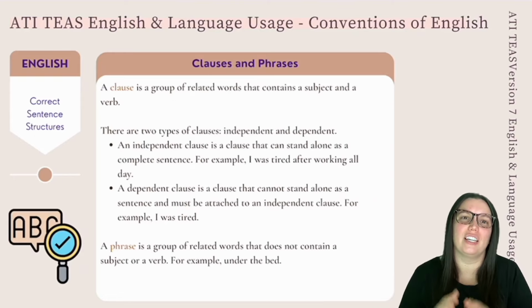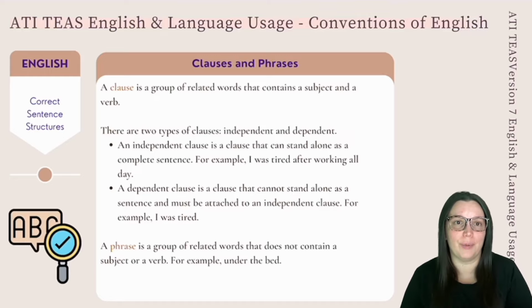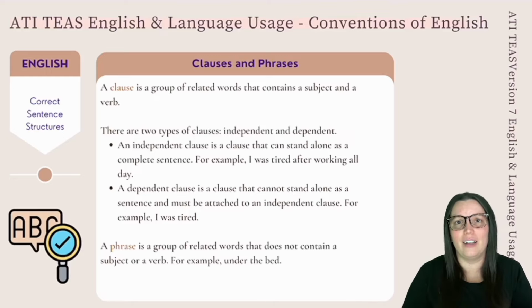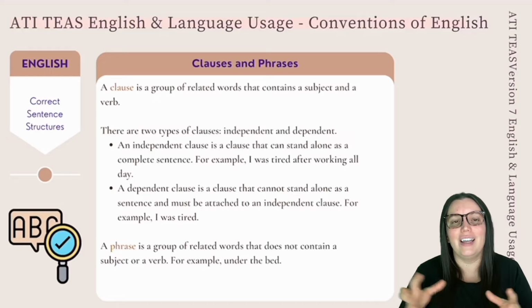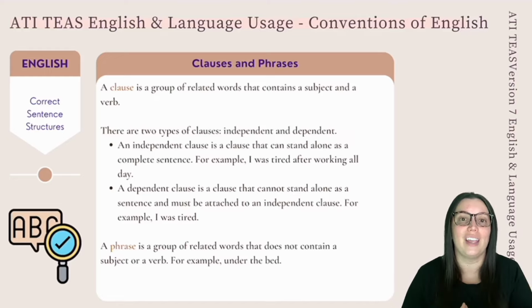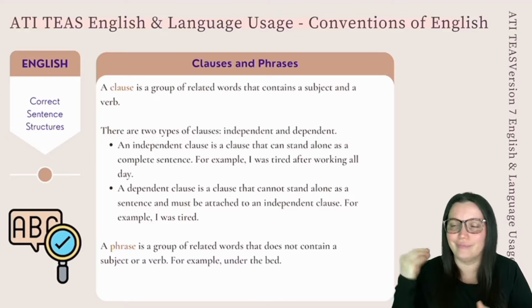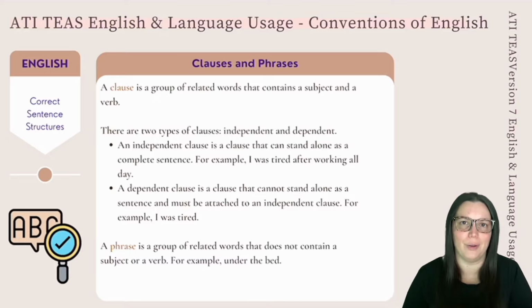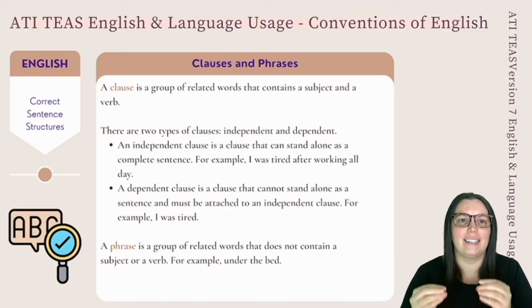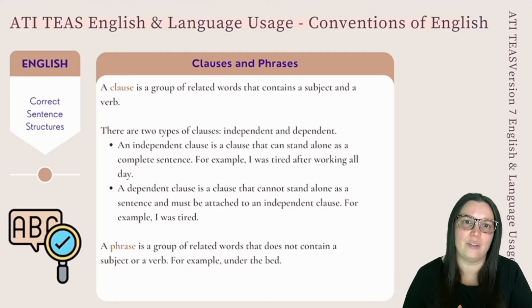So now we're going to take a closer look at correcting sentence structures by using clauses, phrases, and sentence types. A clause is a group of related words that contains a subject and a verb. There are two different types of clauses, and we've talked about them before: independent clauses and dependent clauses. An independent clause is a clause that can stand alone as a complete sentence. So for example, "I was tired after working all day." Completely understandable. Whereas a dependent clause is a clause that cannot stand alone as a sentence and has to be attached to some kind of independent clause.